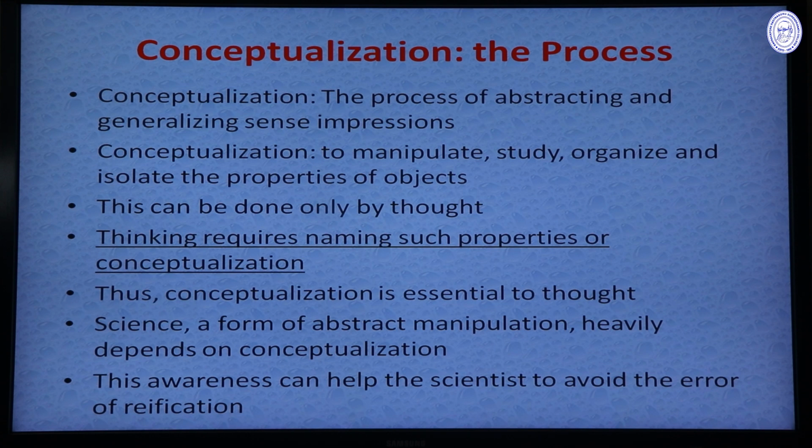After abstracting the common characteristics, we assign certain names to such properties, and this constitutes the concepts as such. So this is the process of conceptualization, through which we come up with certain designations, certain names to imply such properties. So that way thinking requires naming such properties, and this process of naming the properties constitutes conceptualization, and through this we define the concept, we try to form the concepts.